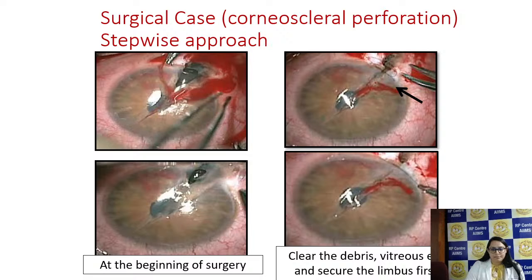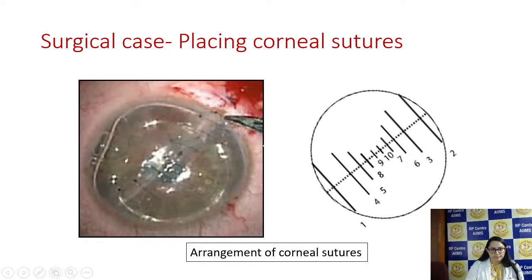So this is a pictorial representation of a case with a corneoscleral perforation. Here in the first image at the beginning of surgery, we can see that there is a linear corneal laceration extending into the sclera and associated uveal tissue prolapse. Now the first stage in this process will be to clear the debris, any vitreous and uveal tissue, and the first suture has to be placed at the limbus. That is the anatomical landmark. So here we have placed a 10-0 monofilament nylon at the limbus.